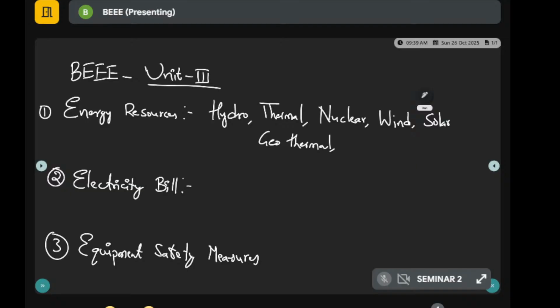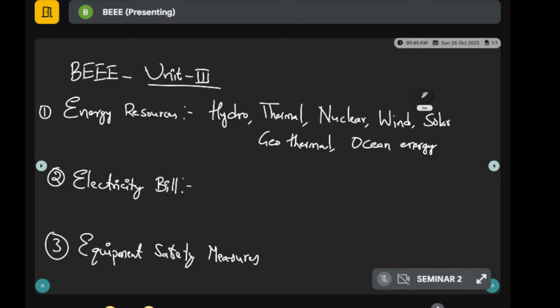And then ocean energy. From the ocean also we are generating. So these are the different ways we are generating power: by using water, coal, wind, solar, ocean, and from the earth.